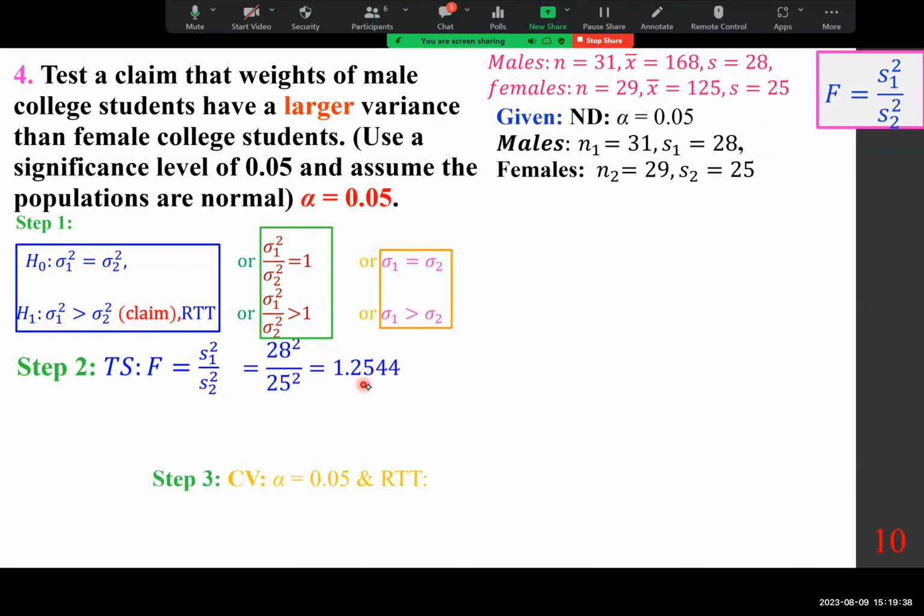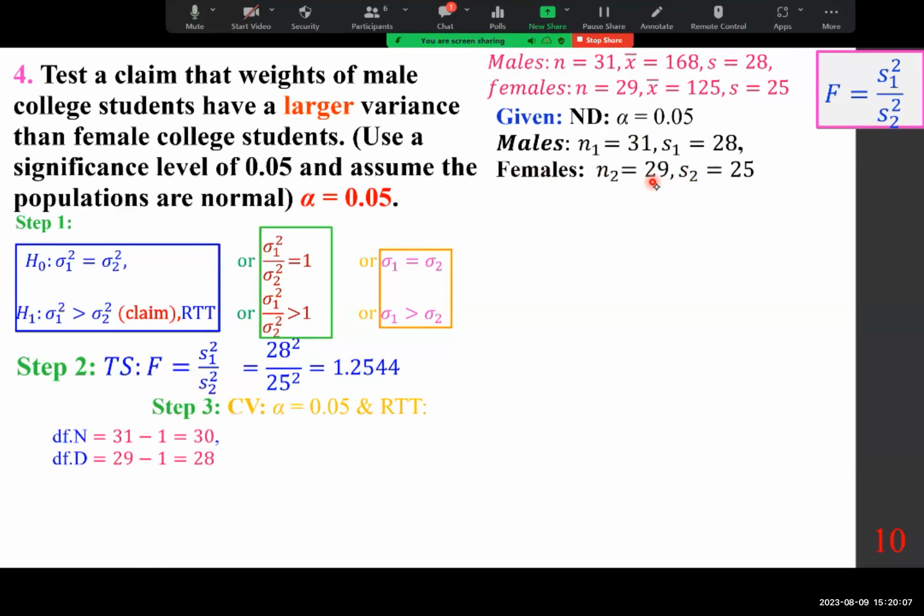What about the critical value? Alpha is 0.05. We are dealing with the right tail test. So we have 2 degrees of freedom in the case of an F distribution. We have the degrees of freedom of the numerator. That means the first group. That means 31 minus 1, or 30. And we have degrees of freedom of the denominator. That means the second group. That means 29 minus 1, or 28.